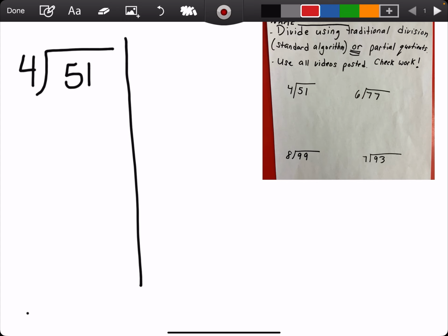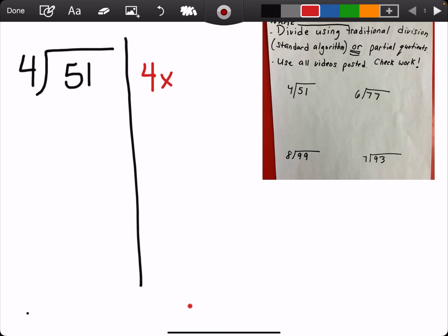So what you want to do is we are going to break up this 51, all right? Meaning, I'm going to ask myself, how many groups of 4 go into 51? I'm not going to count by 4s, right? I'm going to try to count by 10s because my number is in the tens place, 51. So I'm going to say 4 times what is going to come close to 51 without going over.